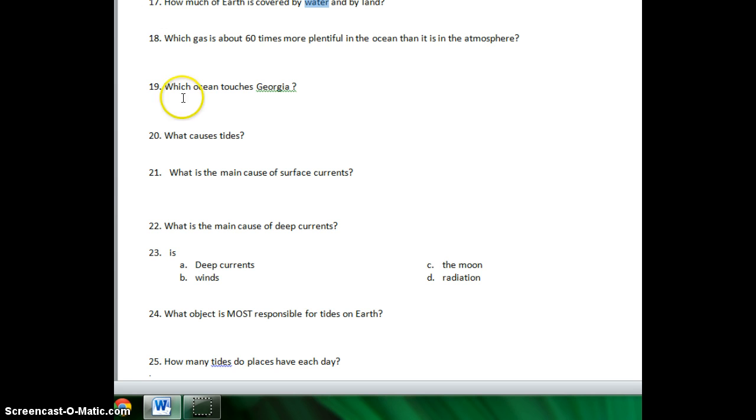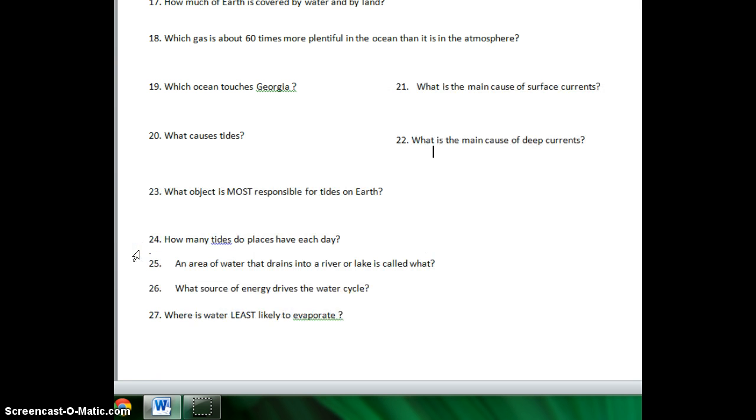Number 20 says what causes tides? Well, that's the interaction between the sun, the moon, and the earth. Specifically, if you look down to number 24, it says what object is most responsible for the tides on Earth, and that's the moon's gravity.